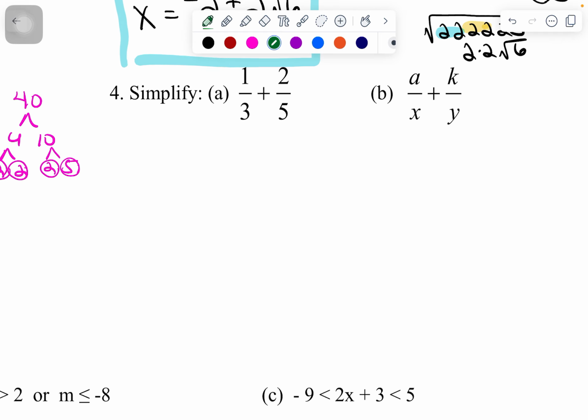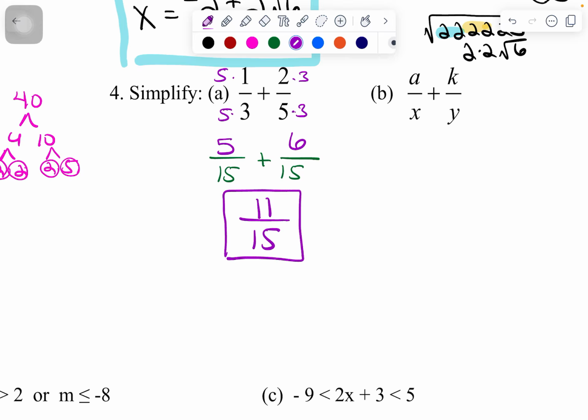All right, part 4. Question 4, A and B, is adding rational expressions. Part A is all numeric. So I need a common denominator. The common denominator for 3 and 5 is going to be 15. To get from 3 to 15, you multiply by 5, and do the same thing to the numerator. To get from 5 to 15, you have to multiply by 3, and do the same thing with the numerator. There's my 6. Now that you have the common denominator, 5 plus 6, just add the numerators. You'd have 11 over 15.